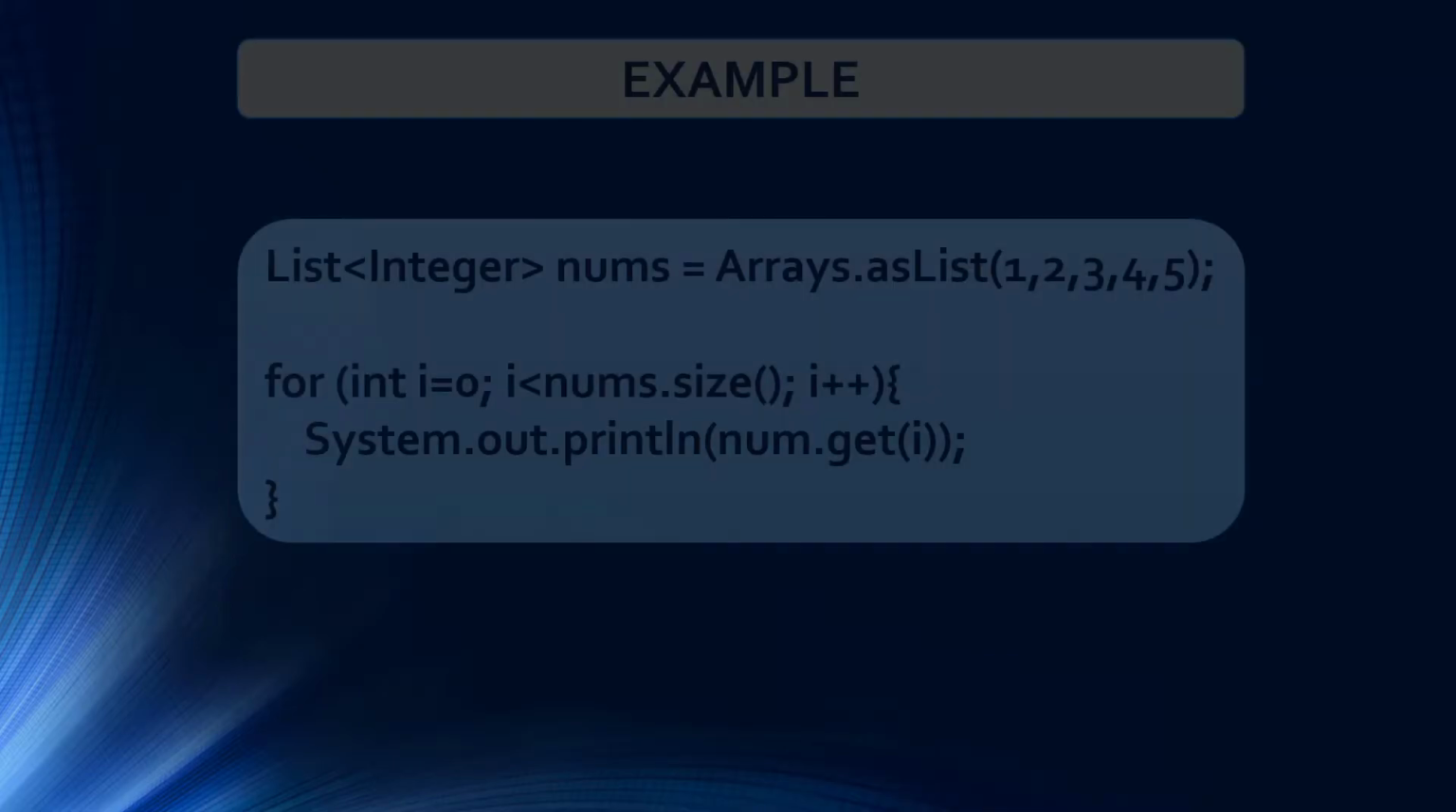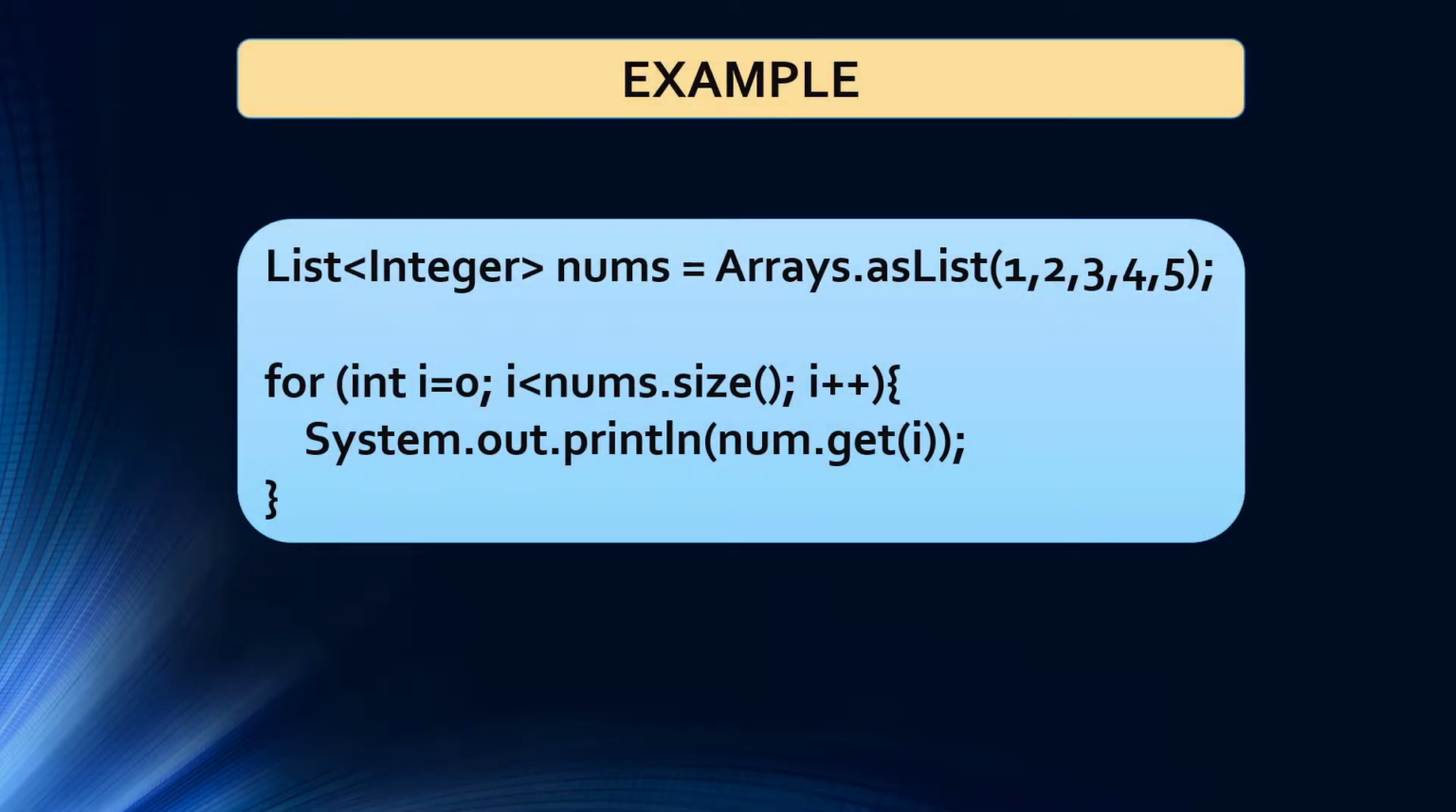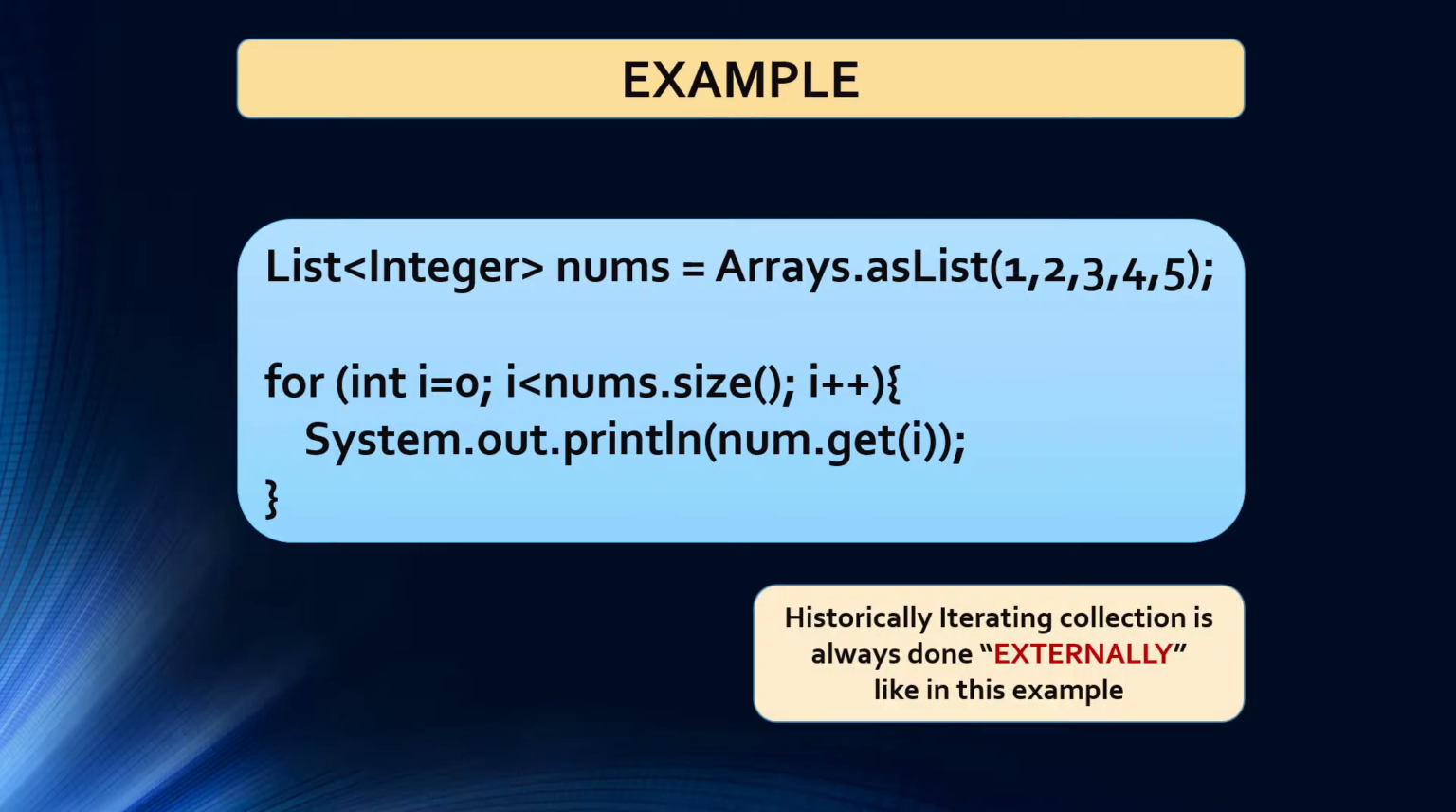Let's see an example. Here we have a list of numbers, and what this for loop is doing is iterating through this list and printing the numbers into the console. This is how we have been doing iteration historically, and such iteration is known as external iteration. Okay, so let us take this example as a base and try to understand why this way of iterating is termed external iteration.